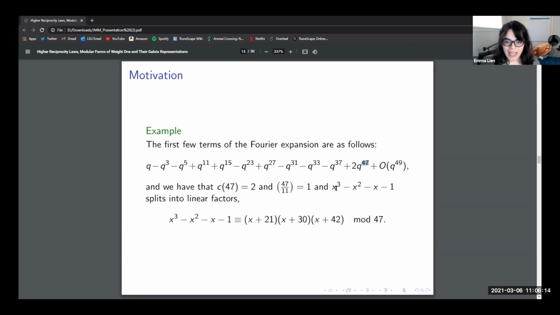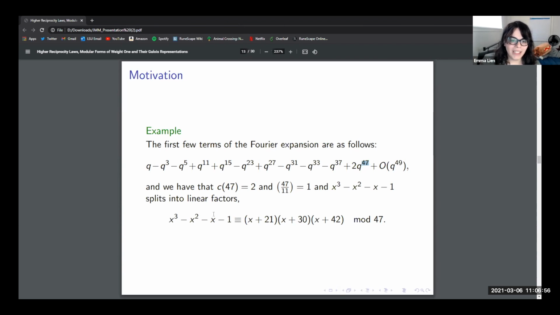So if we look at the factorization of this polynomial mod 47, we see that it actually splits into linear factors. So when the coefficient is 2, that should correspond to the polynomial splitting into linear factors mod that prime number. And different coefficients correspond to different behaviors. If the coefficient is 0, I think it should correspond to being irreducible. And if it's -1, it should correspond to factoring as a quadratic times a linear factor.